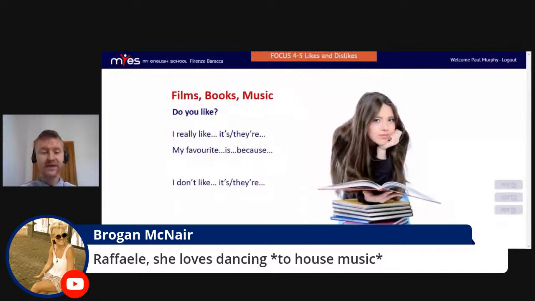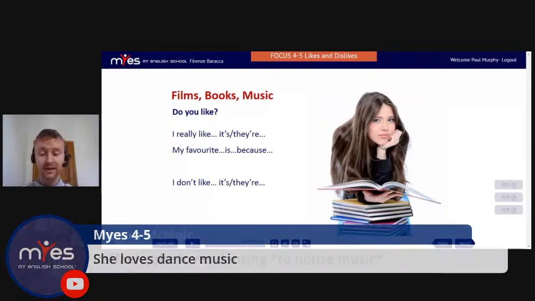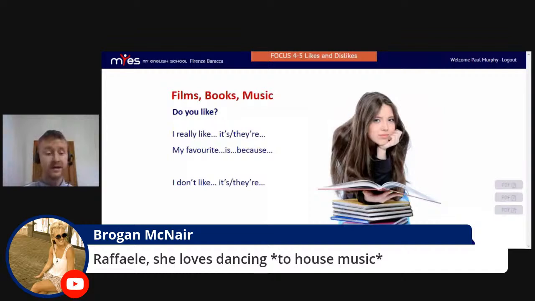She loves dancing too, okay? Dancing plus verb preposition to. She loves dancing to, pronunciation, house music, okay? Thank you, Brogan, and I love your punctuation as well. I'm giving you an extra 2 points because your writing is absolutely beautiful and you have amazing punctuation. Okay, so Brogan, you have 2 points, okay? So she loves dance music as the noun and as the verb, dancing too, okay? So good job, Raphael. We appreciate your comments.